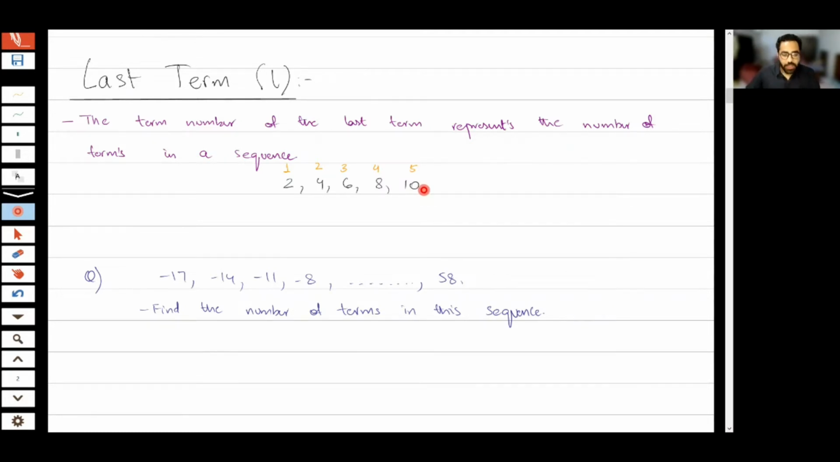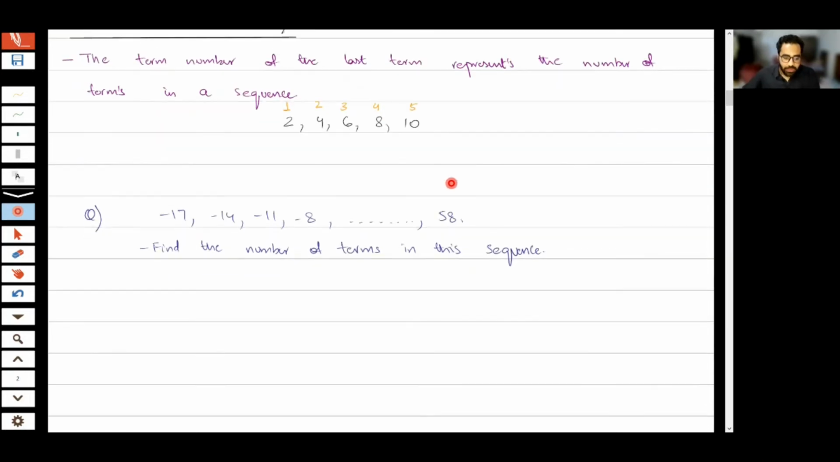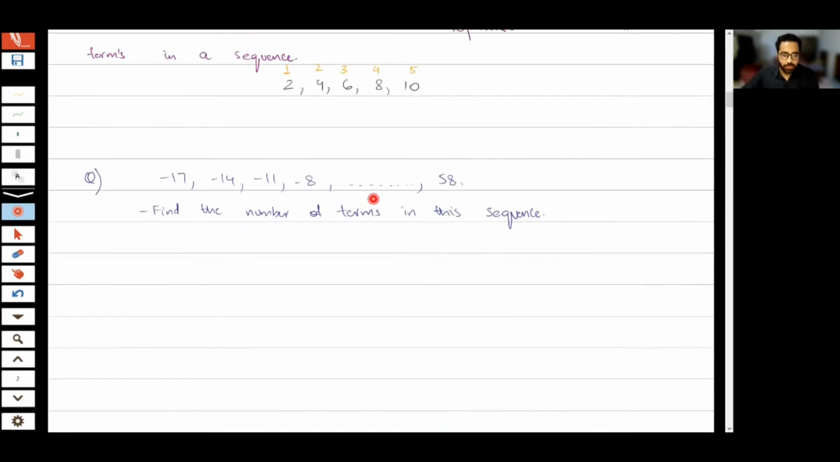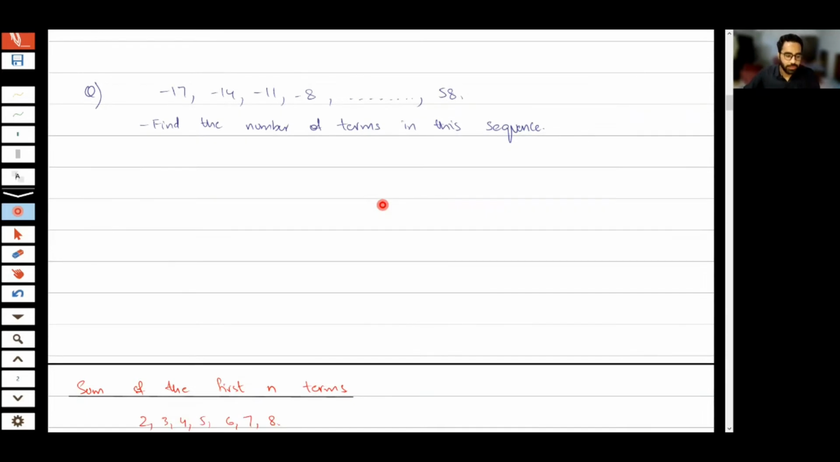ठीक है, अब इससे हमें फायदा क्या होता है, हमें लास्ट टर्म से फायदा हो जाता है कि if I have to find out the number of terms in my sequence, I can make use of the last term to find that number. ठीक है, अभी हम लोग एग्जांपल करते हैं, उसमें ये चीज समझ में आ जाएगी.